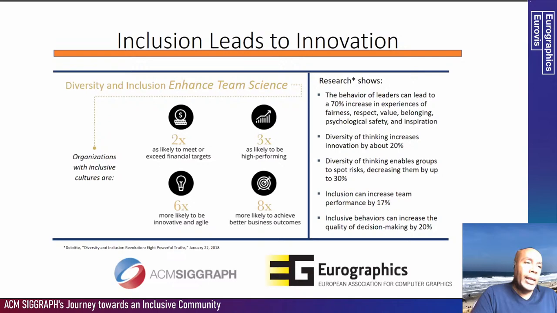research, one of the ones that we read as part of our strategic journey into this space was one by Deloitte. That research really pointed out how organizations with inclusive environments are 2 times more likely to meet or exceed financial targets, 3 times more likely to be high performing, 6 times more innovative and agile, and 8 times more likely to achieve better business outcomes.